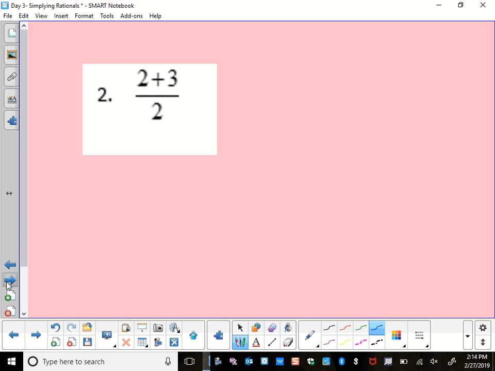Let's look at number 2. Can I cancel anything out here? No. Why can't I cancel anything out? It's not multiplied. They gave us a plus sign here, which tells me that these things are combined together. What's 2 plus 3? And then my 2's on the bottom. This is my answer. You cannot cross out your 2's because of the addition sign. These 2 things are basically grouped together.